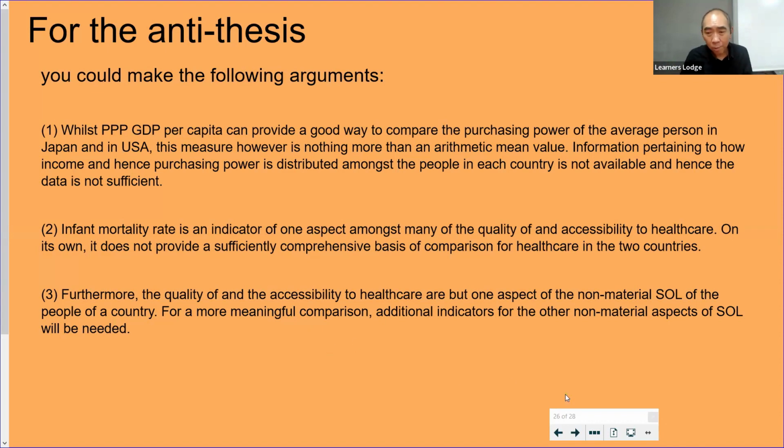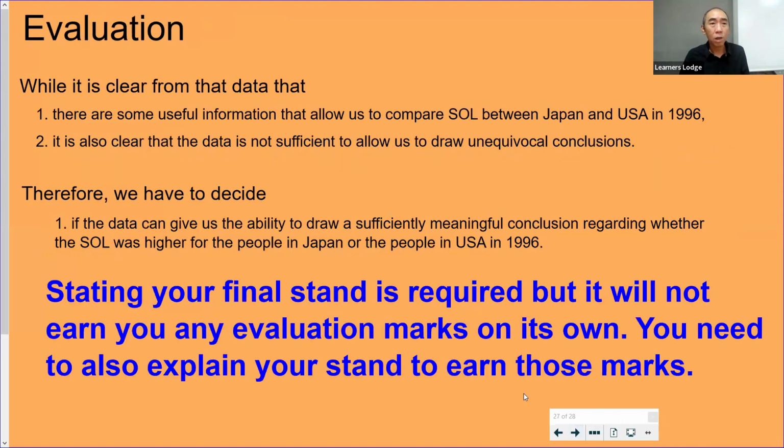All right, so after you have presented your antithesis, then we now move to the evaluation. So what is clear from the data is that there are some useful information that allows us to compare material SOL as well as non-material SOL, meaning the PPP GDP per capita for material, infant mortality rate for the non-material standard of living. It is also clear from the data that it is not sufficient for us to draw a conclusion that is unequivocal that America is better in terms of material, Japan is better in non-material. It's not sufficient for us to be very confident of those conclusions. Therefore, our stand is it is not sufficient to give us an unequivocal conclusion.